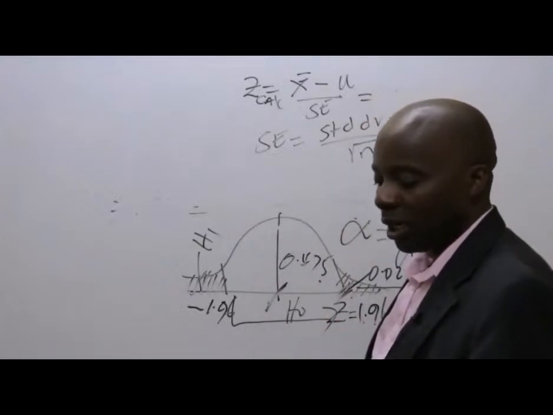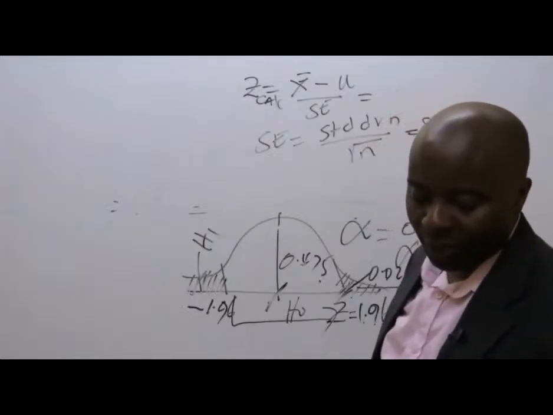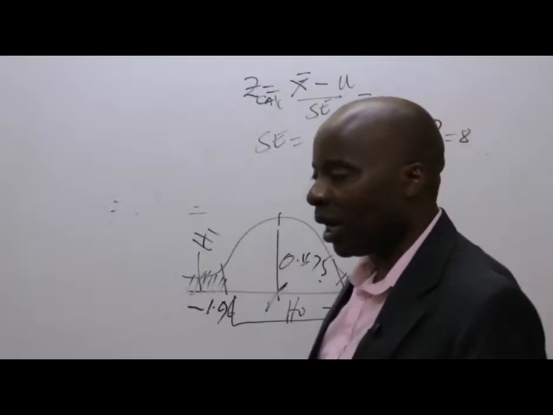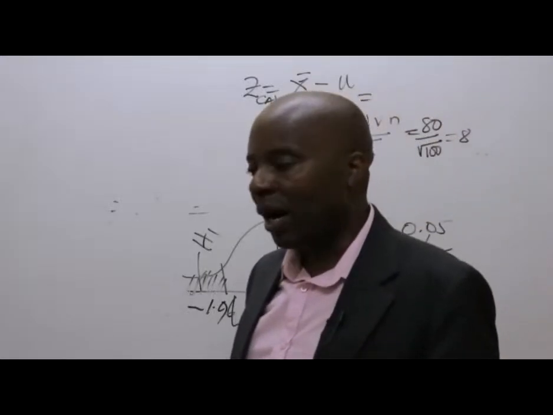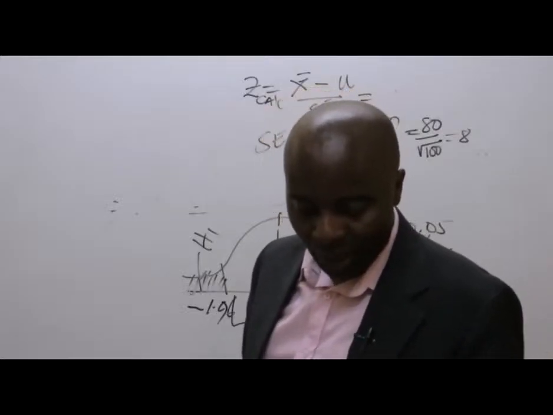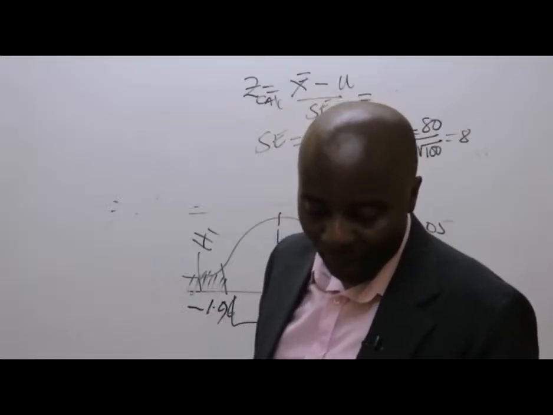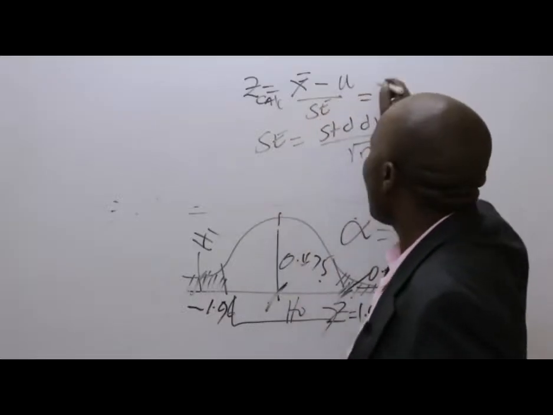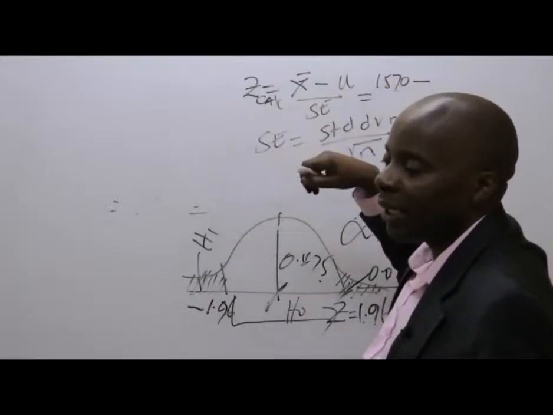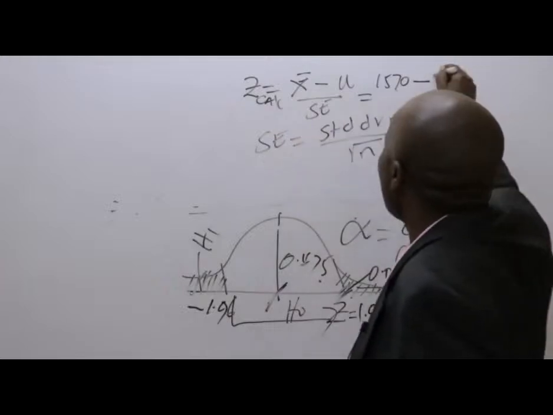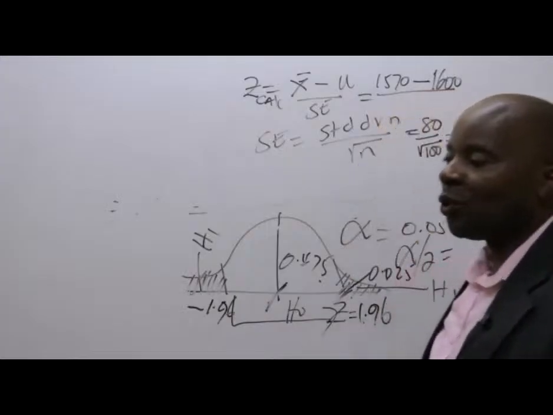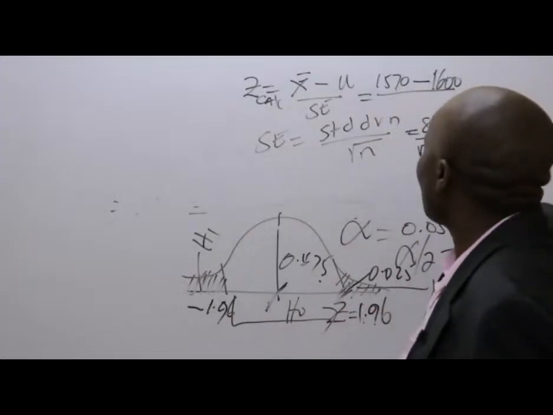So what is our X bar? Remember, X bar is the sample mean. Please write somewhere there that X bar is the sample mean. Our X bar, the sample mean that we sampled, is 1570. So we have 1570 minus mu, the population mean being tested, which is 1600, all over the standard error that you guys got correctly, which is 8.